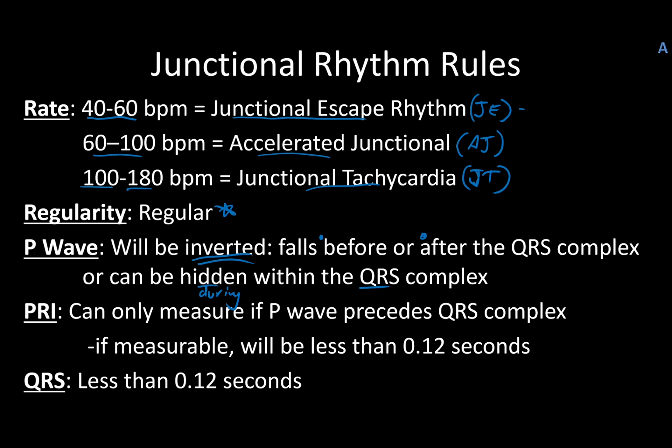If you can see the P wave before the QRS, the PRI will be less than 0.12. Have to keep that in mind. Lastly, your QRS should be normal, narrow. However, you do have to remember that aberrancy can occur, and that does make things a bit more complicated, and you have to be on the watch for it. But by and large, true junctional rhythm has a perfectly normal looking QRS, which actually makes it very, very difficult.